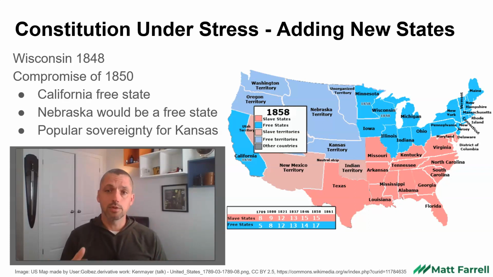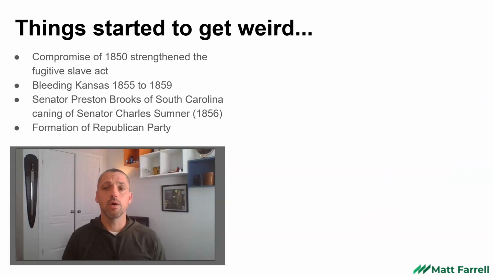So this reflected a new status quo. Popular sovereignty means any new state can figure out what they want to be, if they want to be a free state or a slave state. Now, things started to get weird around this time.